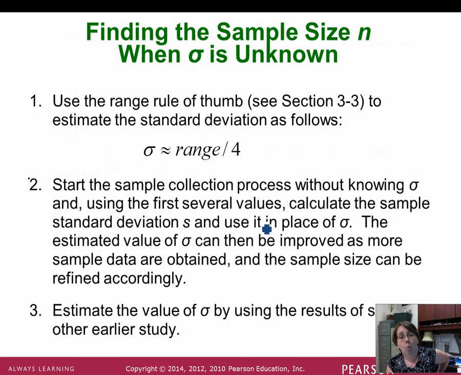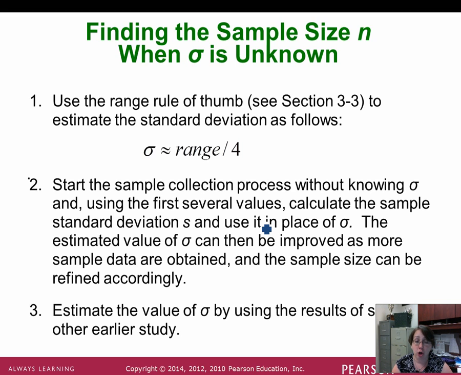Alright, now, what if we didn't have sigma? Because we talked about that earlier. What if we don't have sigma? Well, if we want to find n and we don't have sigma, you have 3 choices. Number 1, you could use a range rule of thumb to estimate the standard deviation as follows. We did this back in chapter 3. The range divided by 4 is a good approximation to sigma. It's an okay approximation.